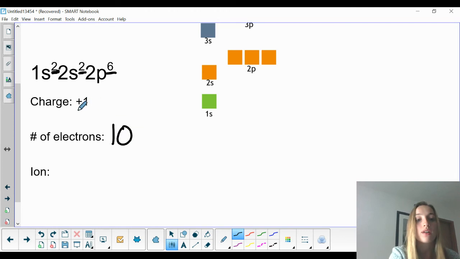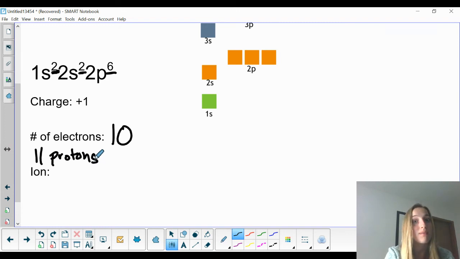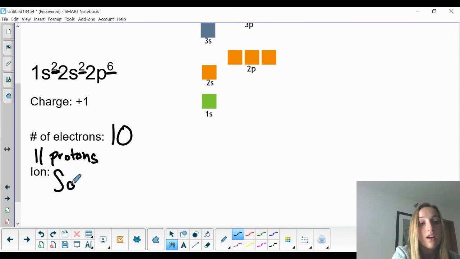I have a +1 charge. So this means I have one more proton than I do electrons. So I'm going to have 11 protons. And based off of what I know about my number of protons, I know my number of protons is the same as my atomic number. So all you have to do is take a look at your periodic table and figure out which of our elements has 11 protons. Our atomic number is 11. And in this case, our ion is sodium.